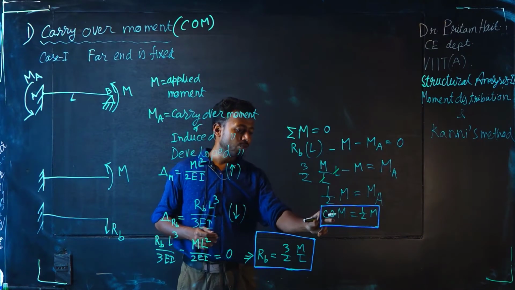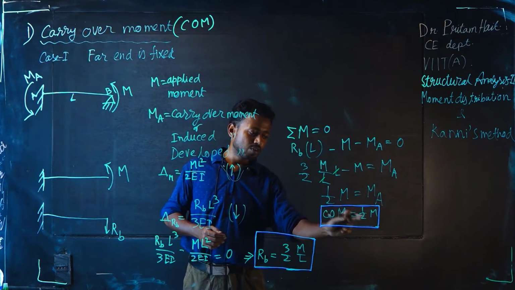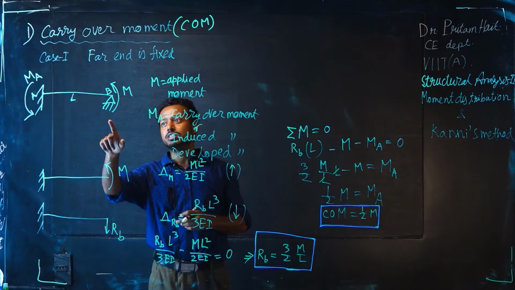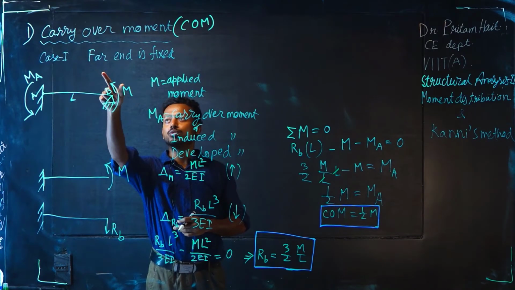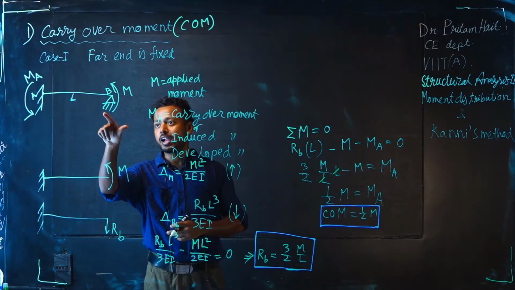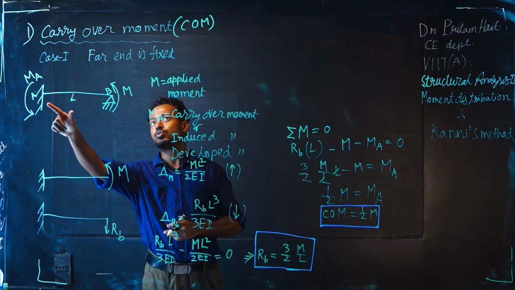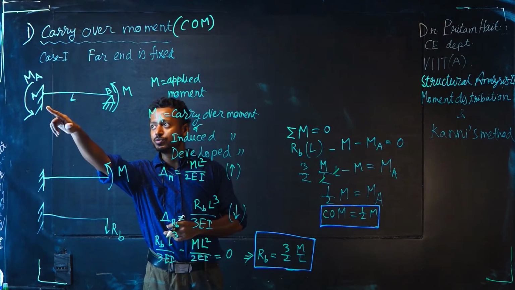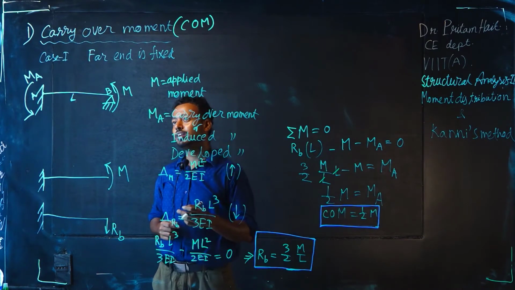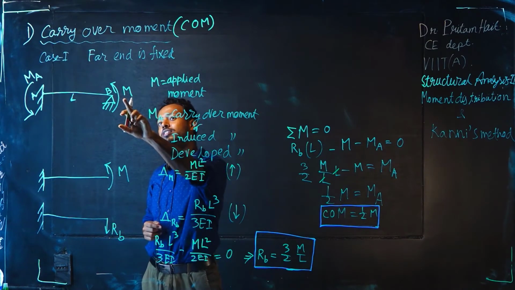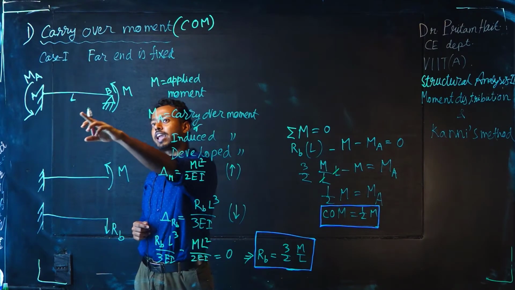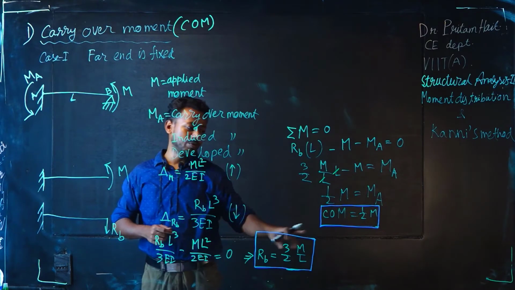So what is the carryover moment? Carryover moment equals half of M. That means in the case of the joint whose far end is fixed, if I apply a moment M at B joint, the carryover moment to the further end which is the fixed end will be half of the applied moment. In other words, if I apply a moment M at the joint, if the further end is fixed, the carryover moment will be half of the applied moment.